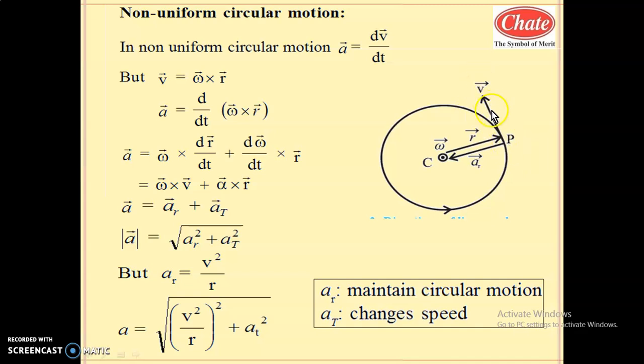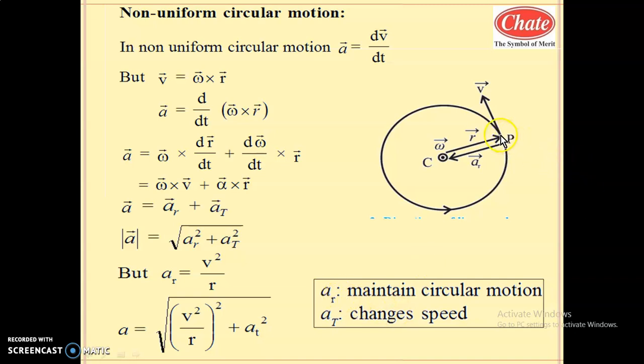Suppose the direction of tangential acceleration is the same as the direction of revolution of the particle, then it increases the speed. If the direction of tangential acceleration is opposite to the direction of revolution of the particle, suppose the revolution of the particle is in anticlockwise direction and the tangential acceleration is opposite to this, then it tries to decrease the speed of the particle. So whenever tangential acceleration is present, it either increases or decreases the speed.